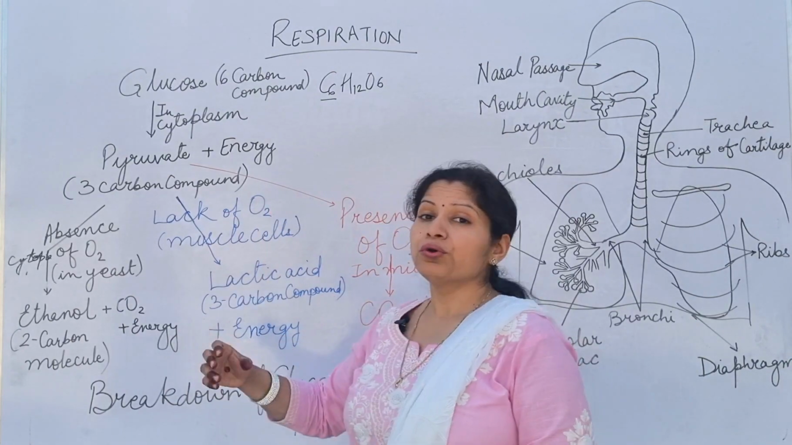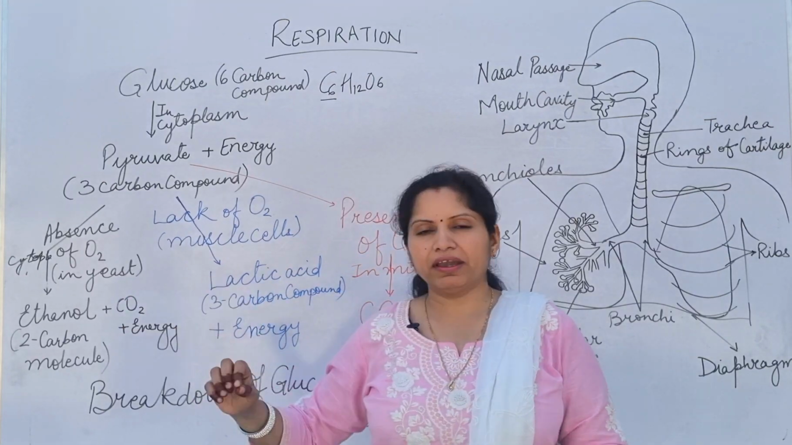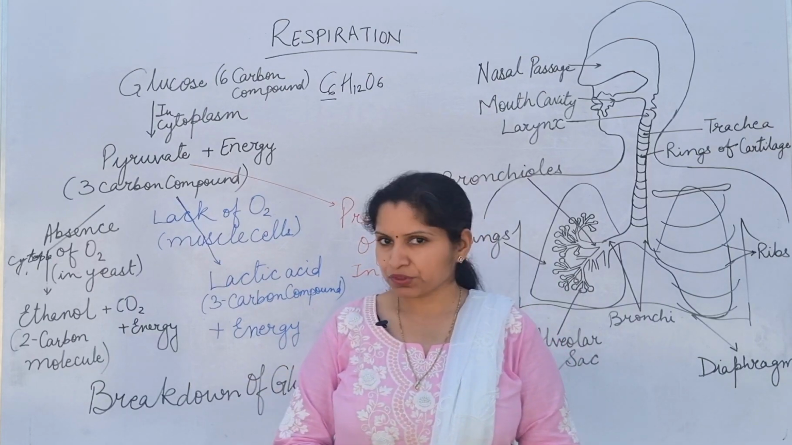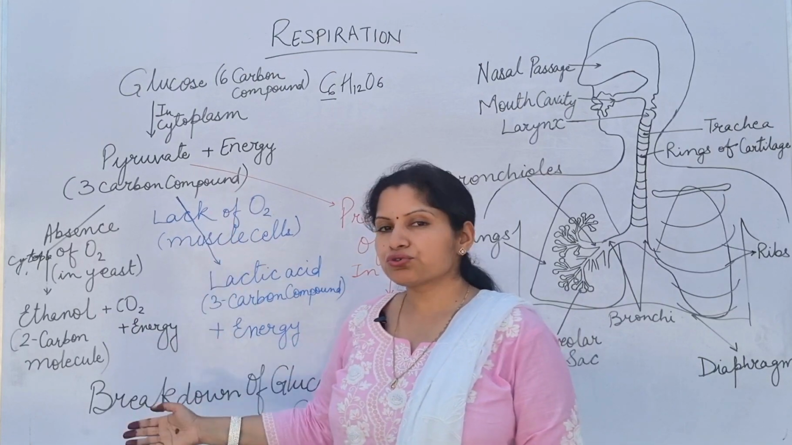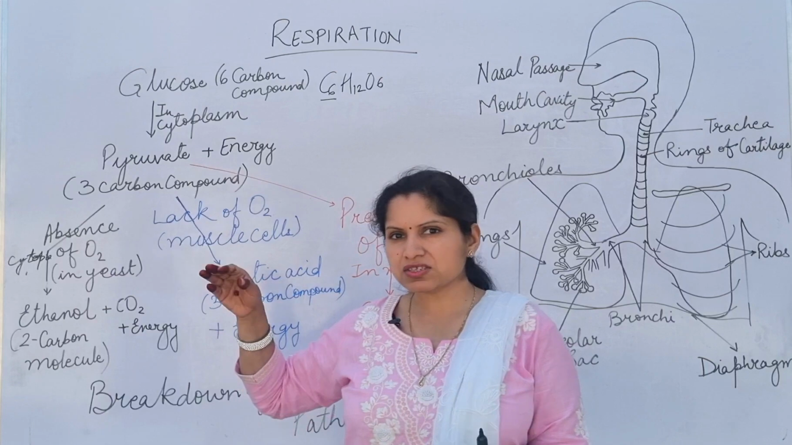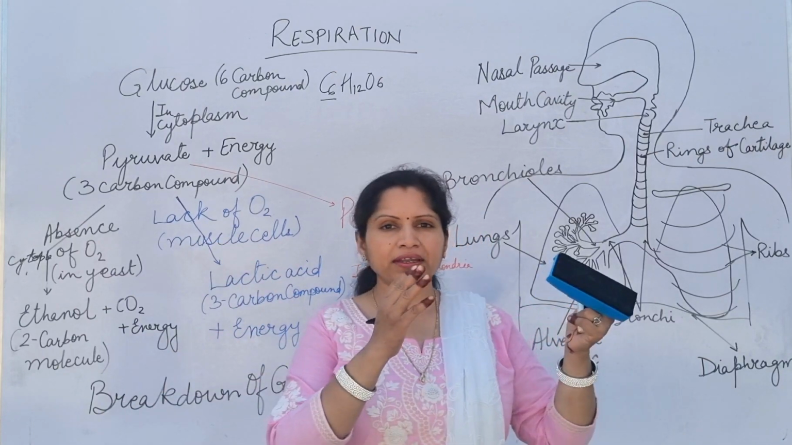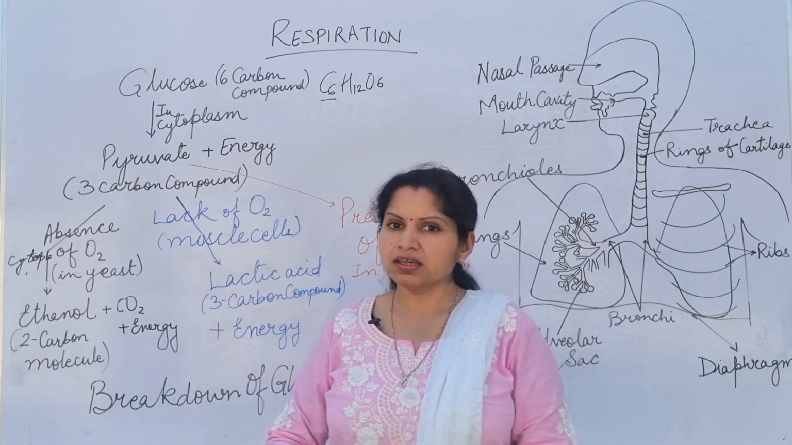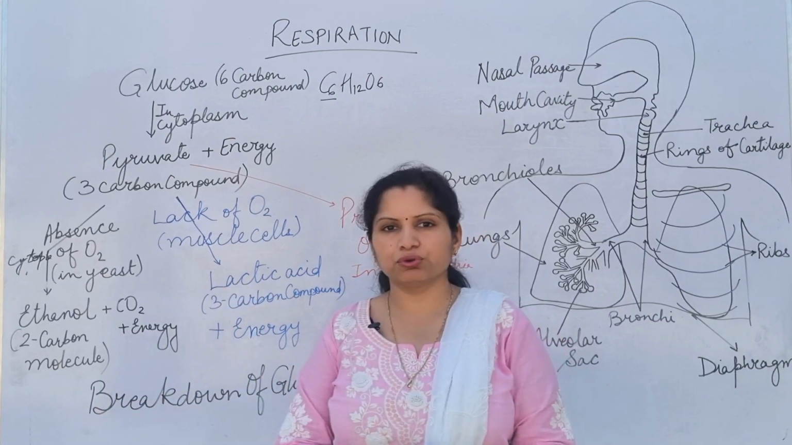So that is how breakdown of glucose occurs by different ways depending on the type of organism and the supply of oxygen. Okay, based on this flow chart, you could be asked directly to draw the flow chart for a 3 marks question, or you could be asked 1 mark questions based on this, or you could be asked to differentiate between aerobic and anaerobic respiration. Okay, so all that you could make out from this particular flow chart.